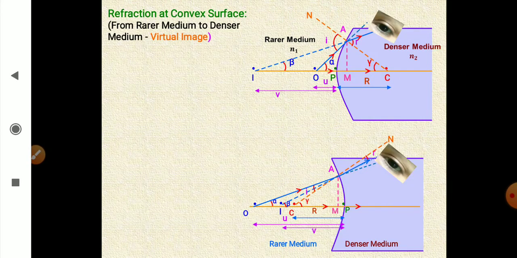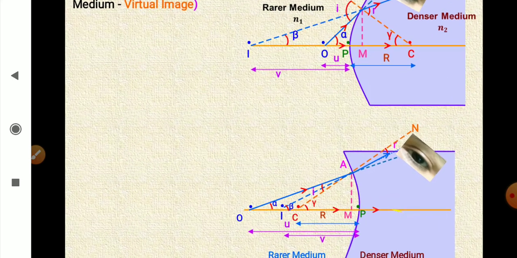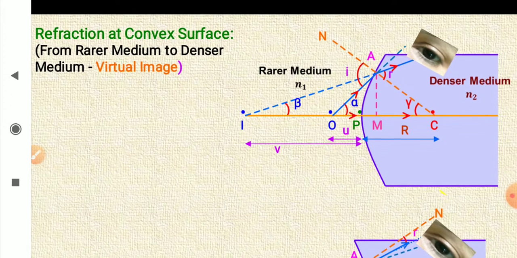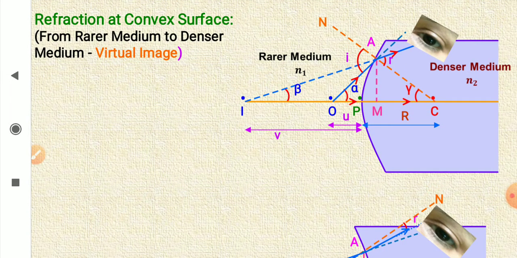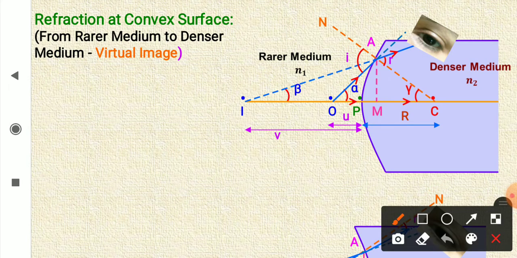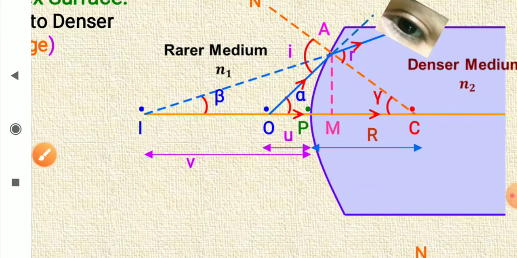Now, you can derive the same relation for different image formations. You will get the same relation in every possible case. Like here, refraction at a convex surface only, but we can make a virtual image also. So let's see how it happens. Look at this diagram first.